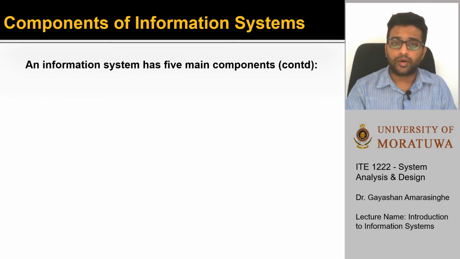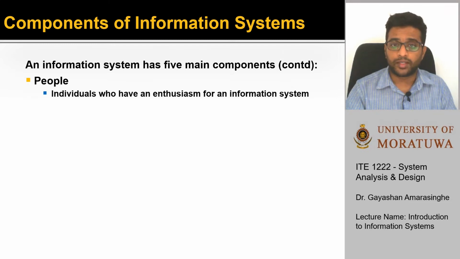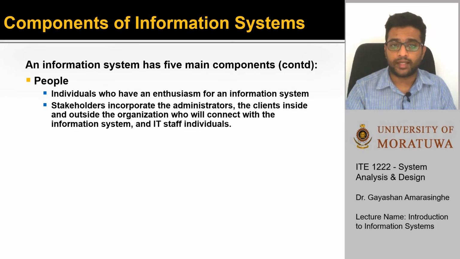People are also an important component of an information system. Individuals who have an enthusiasm for an information system are called stakeholders. Stakeholders incorporate the administrators, the clients inside and outside the organization who will connect with the information system, and IT staff individuals who will be managing the information system. IT staff may include software developers, analysts, database administrators, and so on.